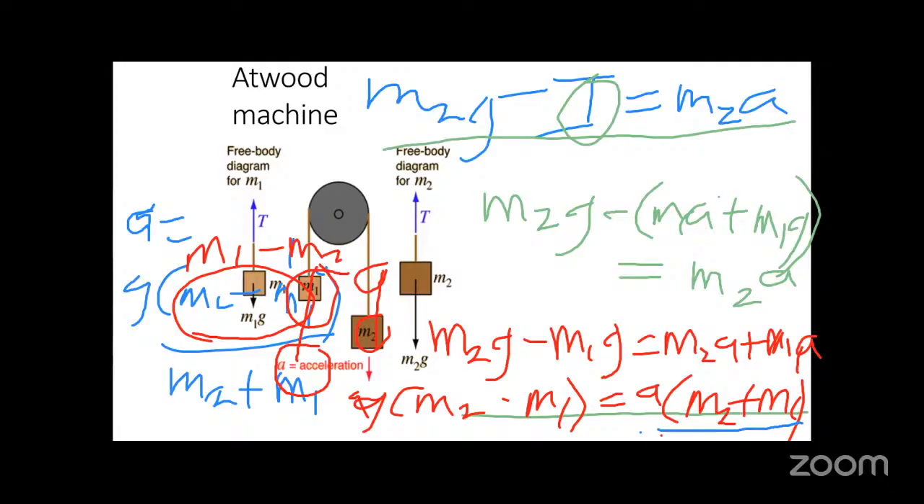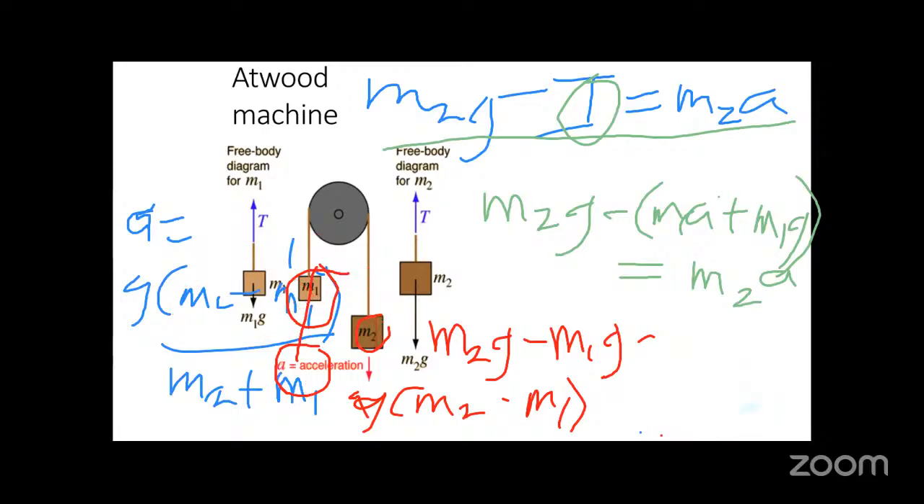So you subtract the smaller mass from the greater mass. In the first case where M2 is greater than M1, we subtract M1 from M2. In the second case that I just explained, where M1 is greater than M2, you subtract M2 from M1. So that is how to solve problems related to the Atwood machine.